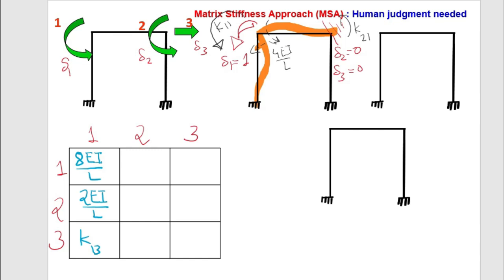Now let's extend the procedure, and now we apply delta 2 equal to 1 and freeze the other two possible displacements, delta 1 and delta 3, to be 0.